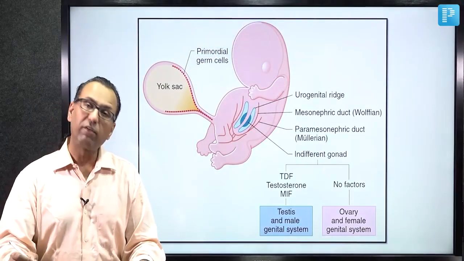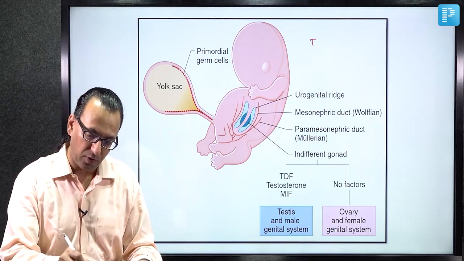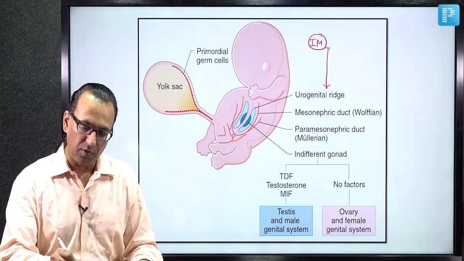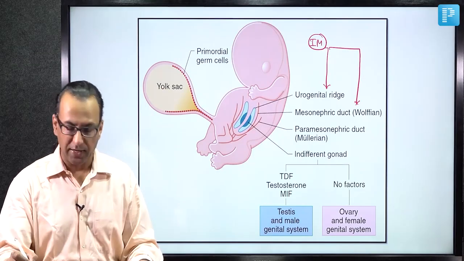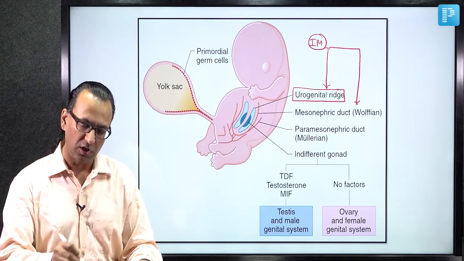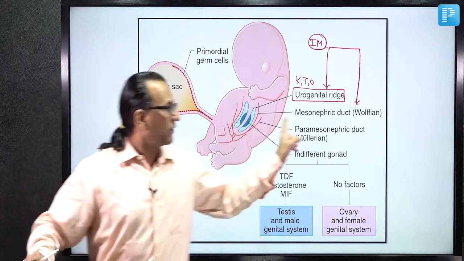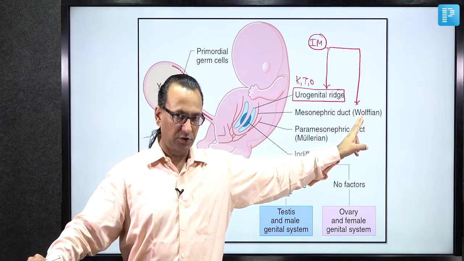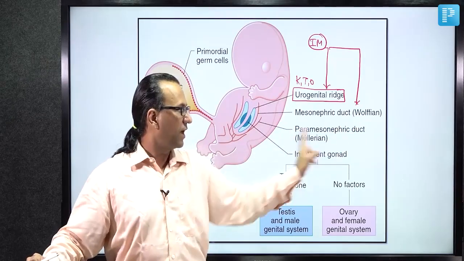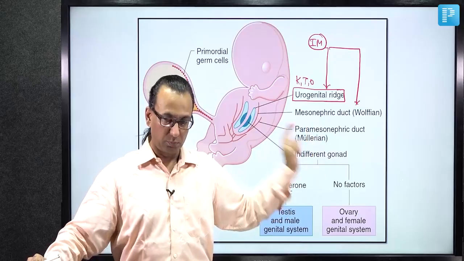Here we are looking at the development of the genitourinary system, which is developing from intermediate mesoderm. It will be forming some ridges and some of the ducts. As we understand, the urogenital ridge is going to form kidney, testis, or the ovaries, whereas we have got one mesonephric duct, which is also called Wolffian duct, which contributes to the male reproductive tubes, whereas females will have paramesonephric duct, Mullerian duct, contributing to female reproductive tubes.